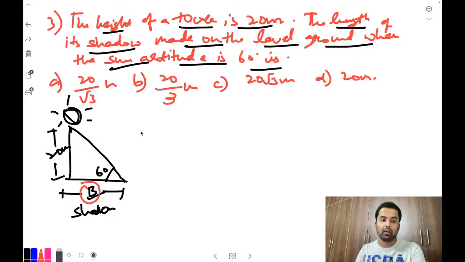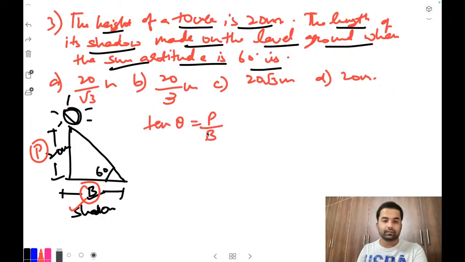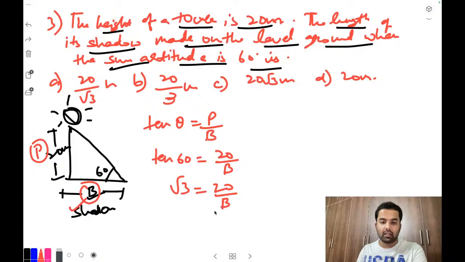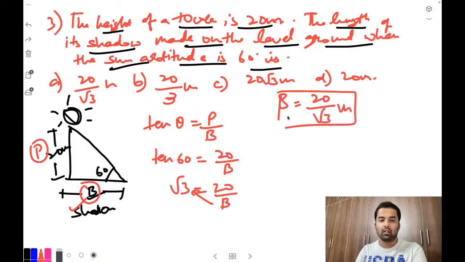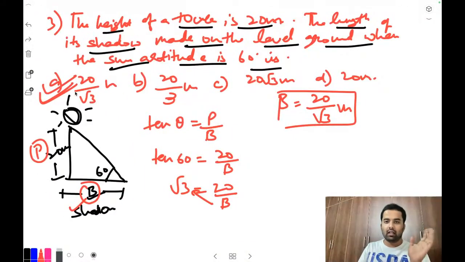So as we see here, again we have a p and the base, so apply the same thing, tan value, p by b. Keep the values. So tan 60 is equal to the p value, 20, divided by base. Tan 60, we know, is root 3, so root 3 equals 20 by b, and after cross multiplication, b becomes 20 by root 3 meter. That's all, which means option A is the correct one. Let me check, anybody got the answer? Yeah, fine, good. I hope these three questions are clear now.